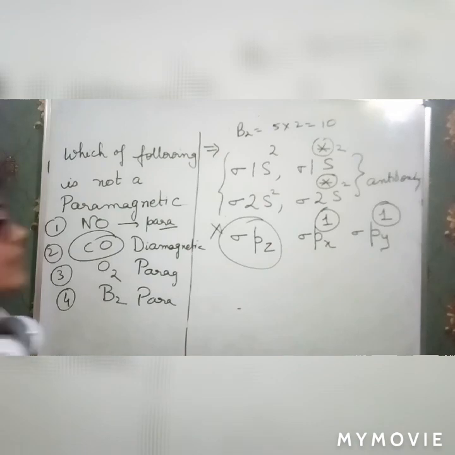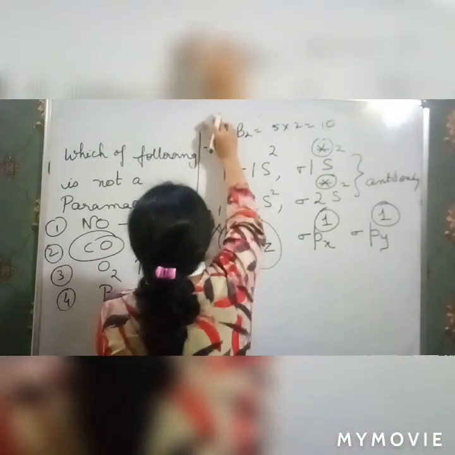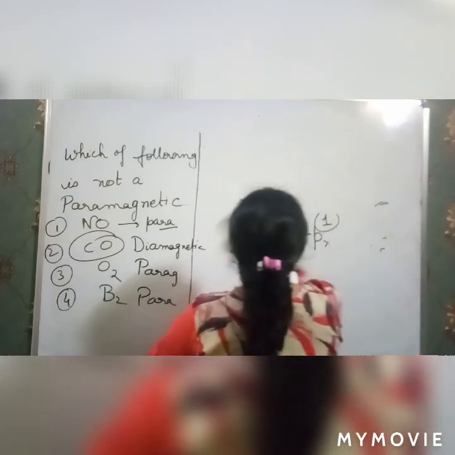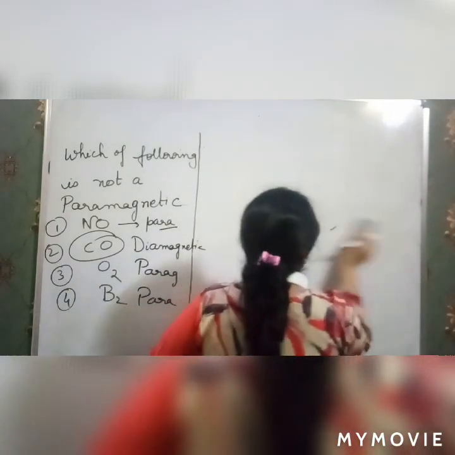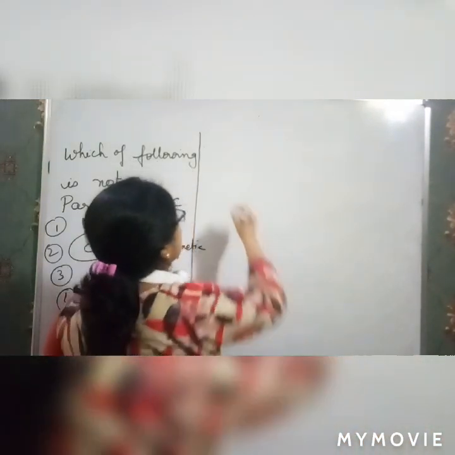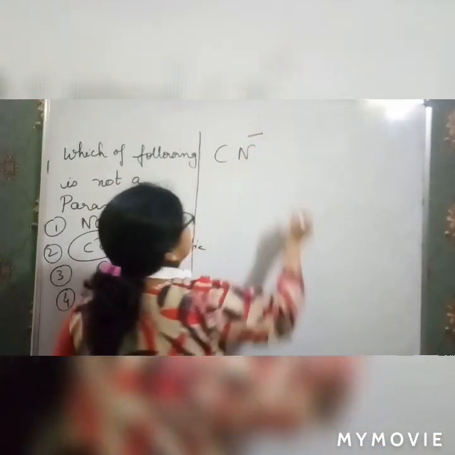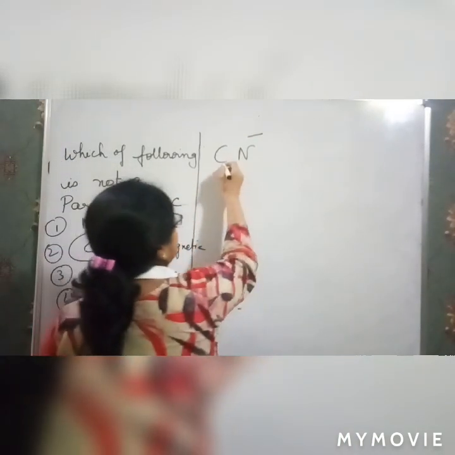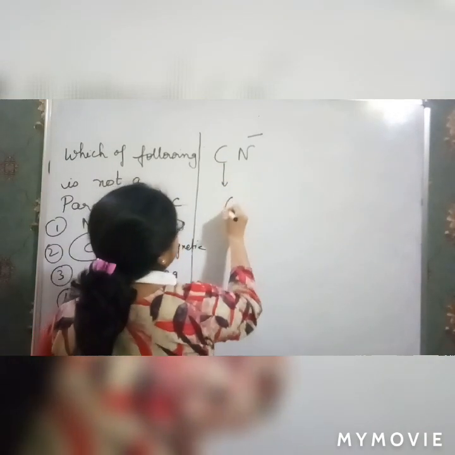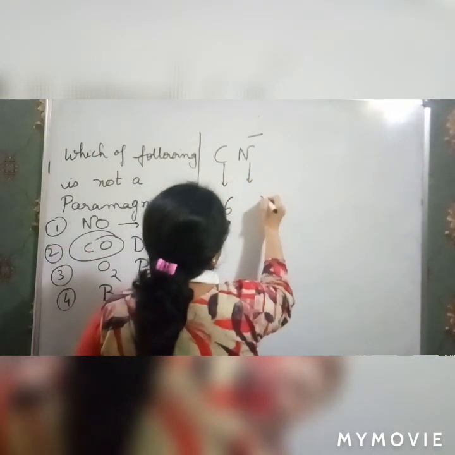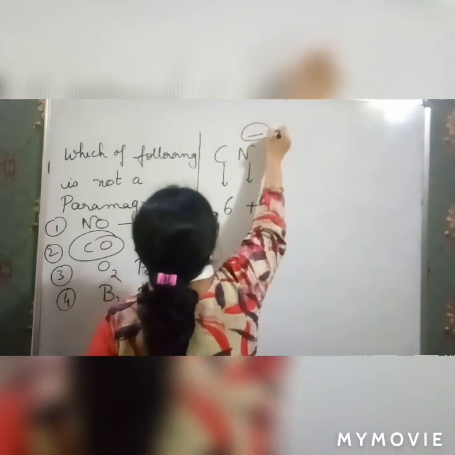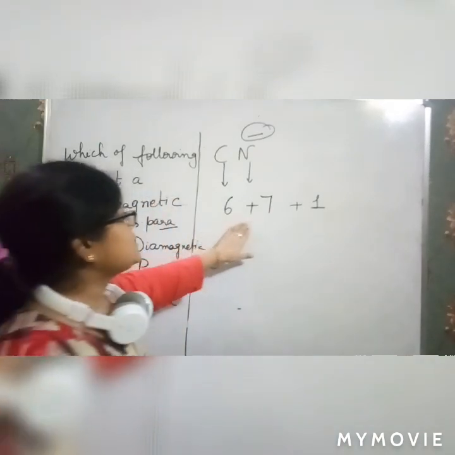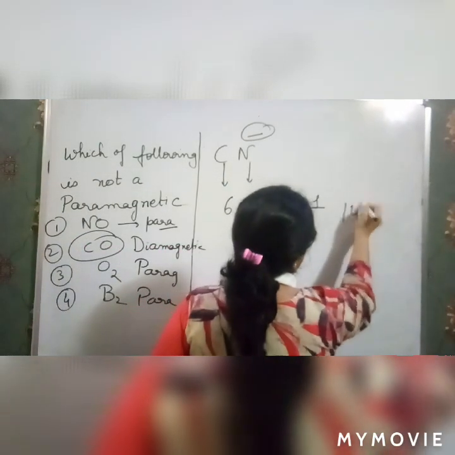Okay. Now I also want to explain one more question to you. It is not included in the question, but I want to explain it. For example, we have CN minus, and we have to find whether it is paramagnetic or diamagnetic. So for C, we have 6, for nitrogen, we have 7, and this is plus 1. Clear? So we have 6, 7, 13, plus 1, 14 electrons.